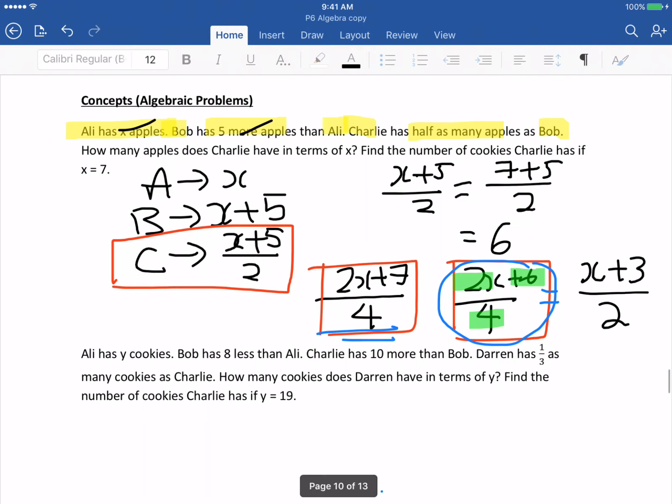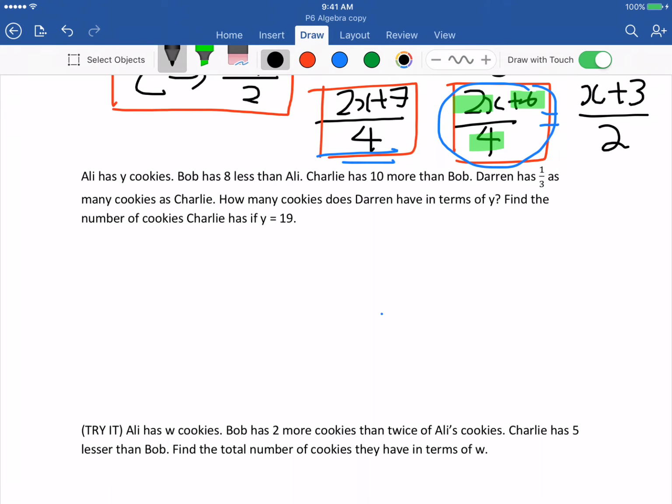Okay, the next question. Let's read. Ali has Y cookies. Bob has 8 fewer cookies than Ali. Charlie has 10 more than Bob. And Darren has 1/3 as many as Charlie. How many cookies does Darren have?